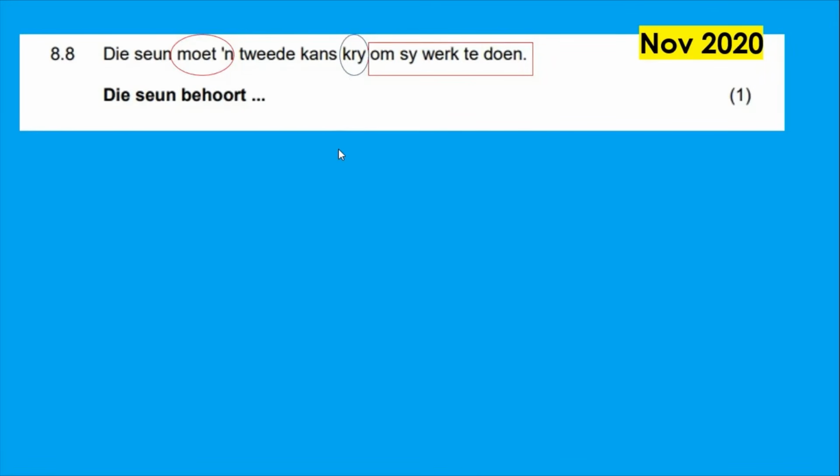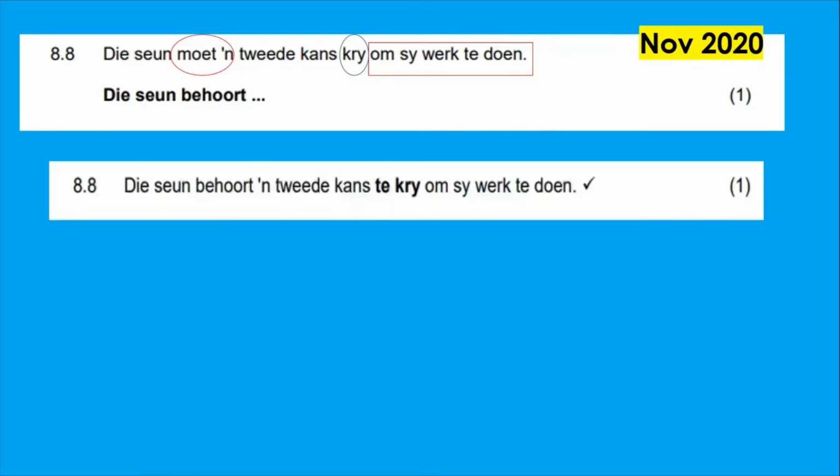So this is what we have to do. Easy peasy. Moet will fall away. We found the verb, we put te in front of it, and this, we don't care about that. So pause, see if you can do it. Let's look at the answer.